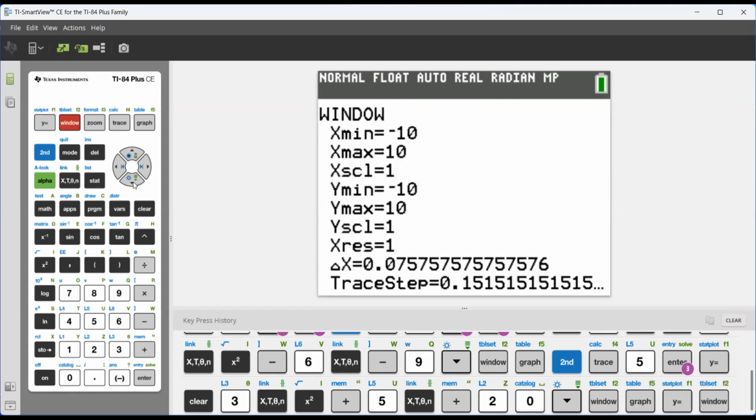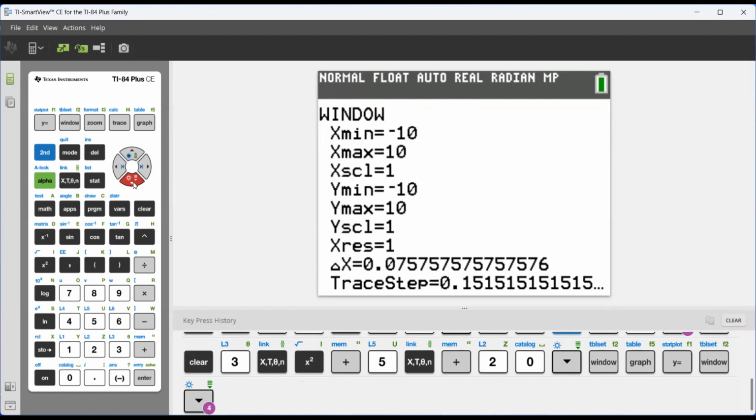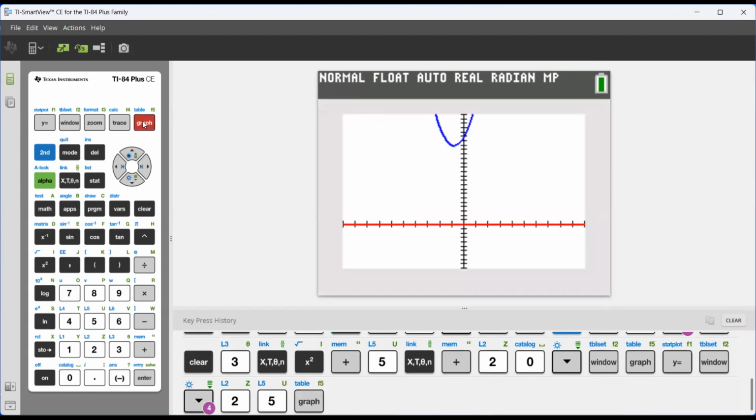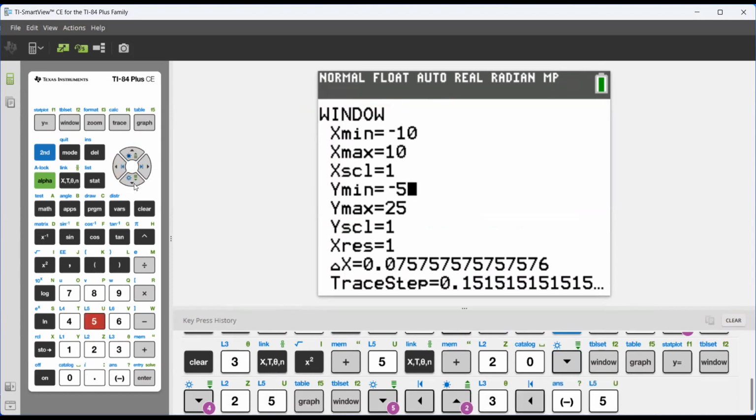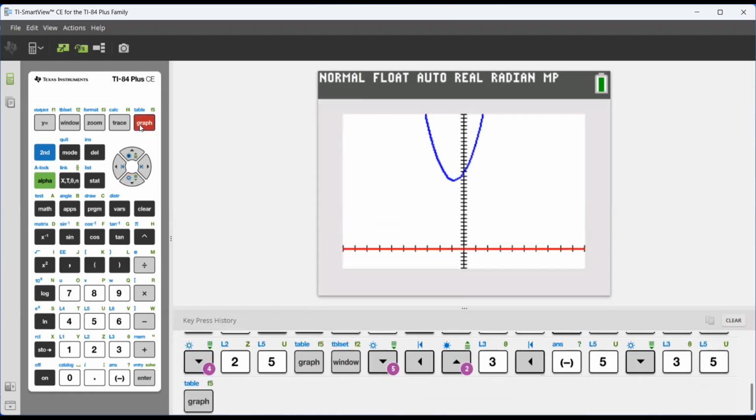So if I go to my window, let's keep the x as it is. And then what about the y? Let's do 25. And let's go to graph again. You see that? It was hidden on top. So I might as well change the window again. Perhaps I could change the minimum to -5, and then change the maximum to 30 or 35. Let's do 35. Yep, you see that?